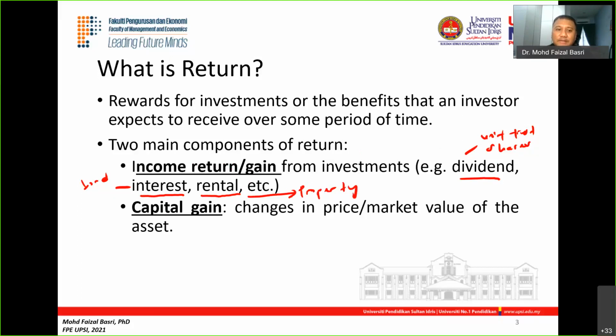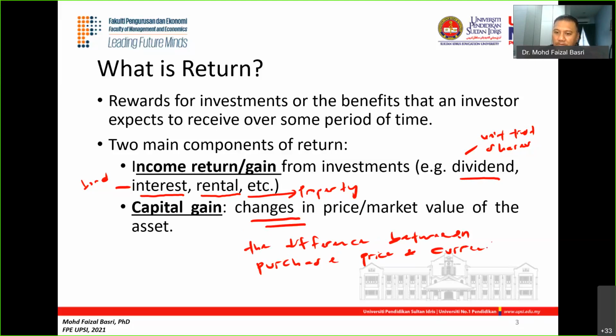Okay, that's number one. The second component of returns is the capital gain. Okay, first is income return, second is the capital gain. So the capital gain comes from the changes in terms of prices of your assets. So basically, the difference between purchase price and current price. Current, or sometimes we just call it market price.